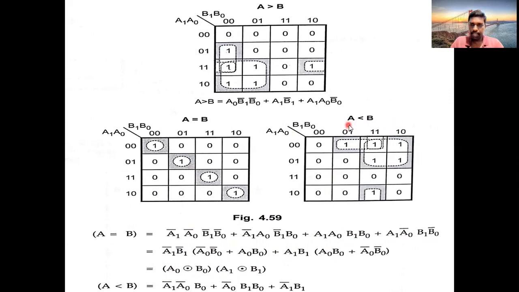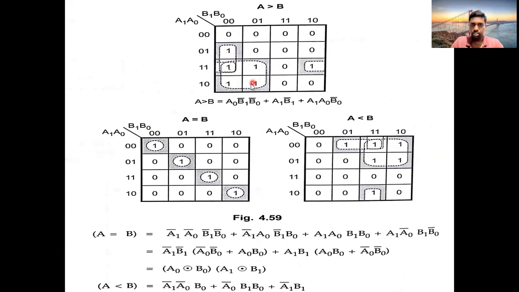Likewise, if you see A less than B, here also you will get a quad with two pairs. So simplify them. You should be very careful while simplifying this. Why? Because you should only concentrate on the ones. Why? Because this A greater than B is activated at these particular points only.